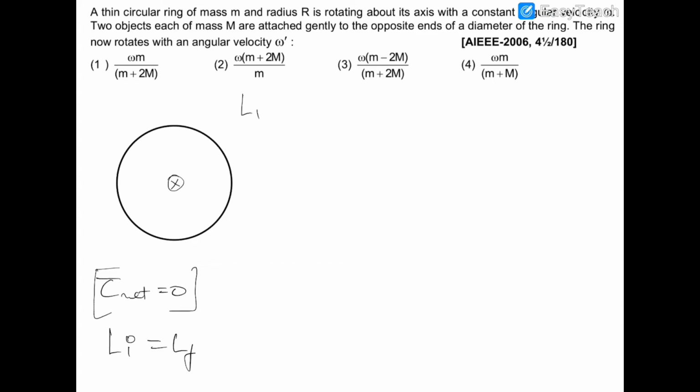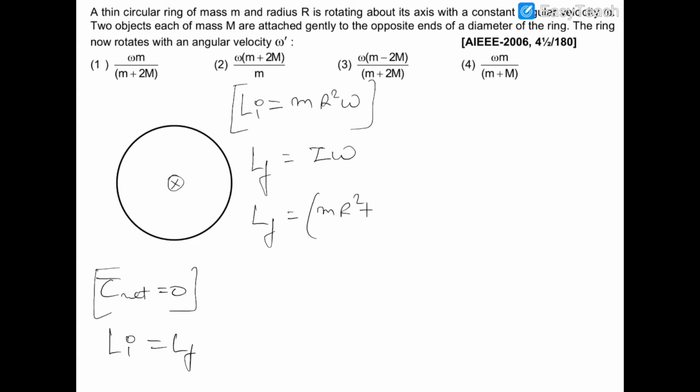And if we write down the initial angular momentum, then it would be the angular momentum of the ring, which is mr square into omega. And if we write down the final angular momentum, then that angular momentum would be I omega, and this I would be the moment of inertia of the ring, which is mr square, as well as the two masses which are attached at this point. Let us draw those masses.